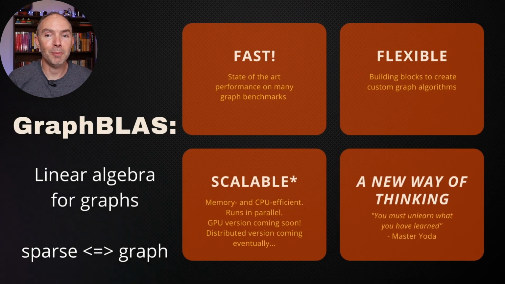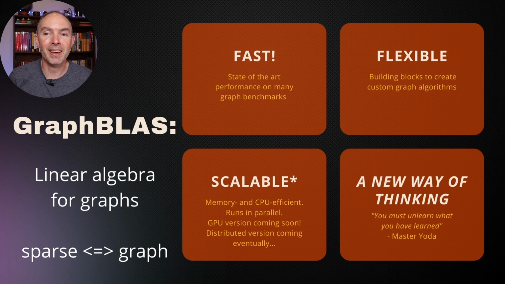How does GraphBLAS help? First, GraphBLAS is very fast. It is much faster than SciPy sparse arrays, and it's not even fair to compare it to NetworkX, which is a little slow. GraphBLAS is flexible. It provides building blocks from which to create custom graph algorithms in the language of linear algebra. GraphBLAS is scalable. It abstracts away how the computation is done. Implementations can run in parallel, use GPUs, and eventually run distributed on many computers. That doesn't exist yet, but it can in theory.